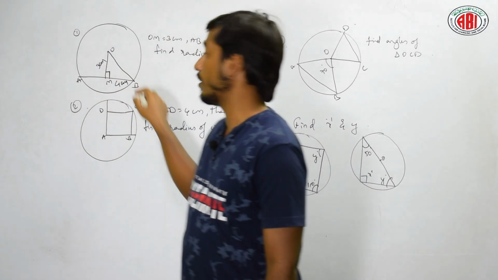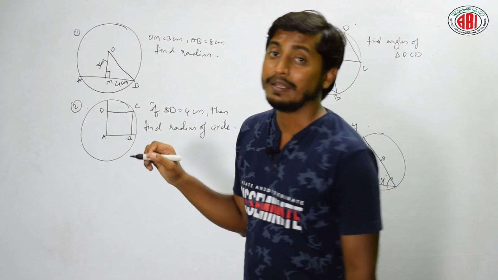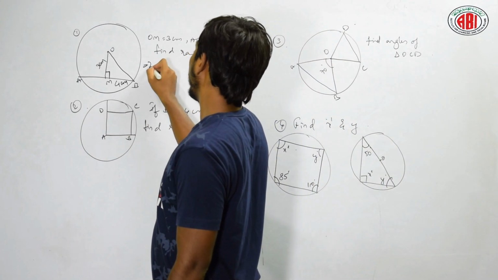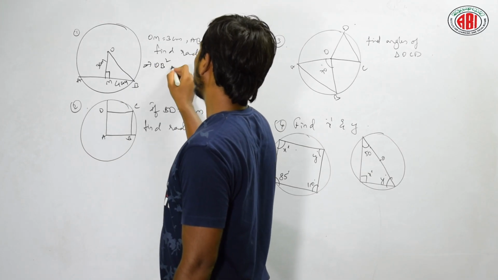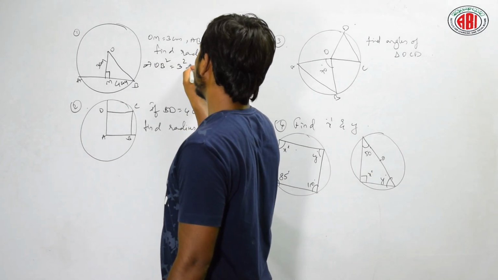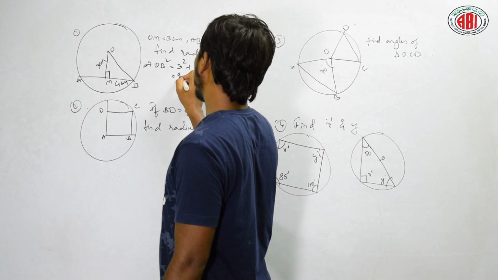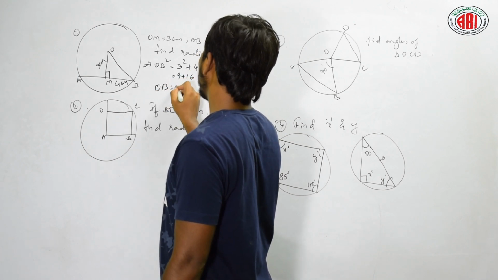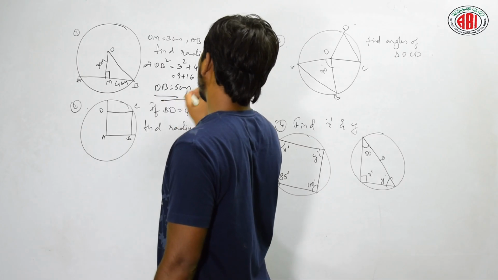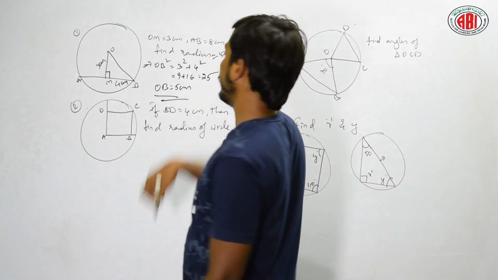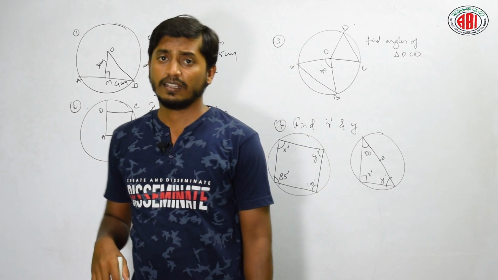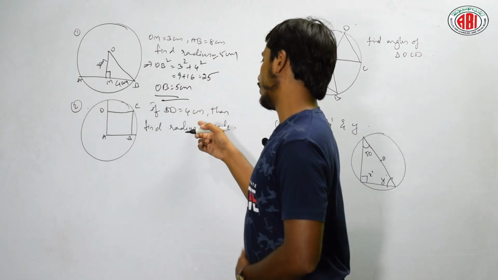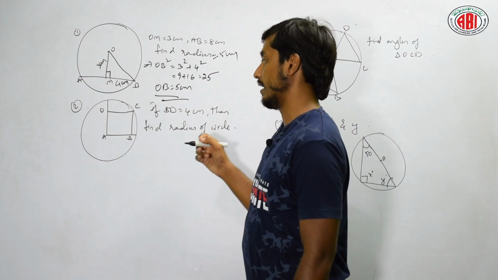Can I find this OB? How do I find it? By Pythagorean theorem. That is, I can find OB square as 3 square plus 4 square, that is 9 plus 16, which is 25. OB is equal to 5 centimeters. Therefore, radius is 5 centimeters. Clear? Isn't it? Fine. Next, see here. If BD is equal to 4 centimeters, then find the radius of a circle.